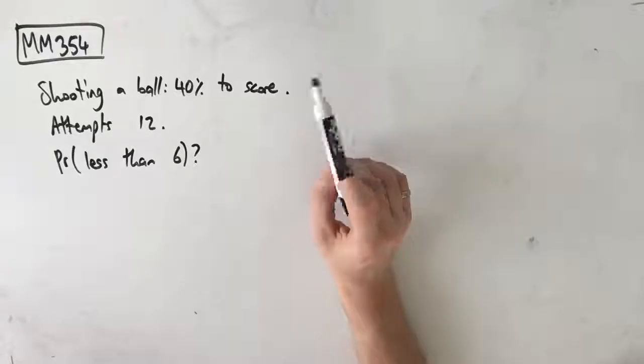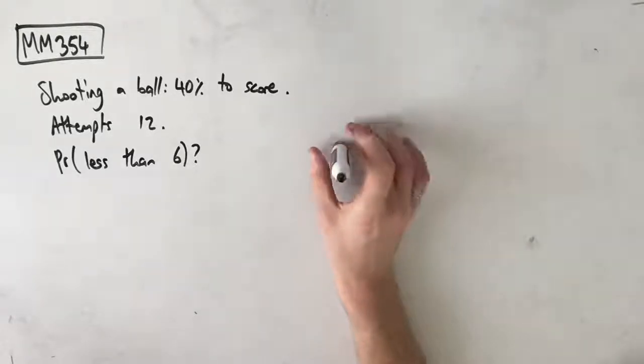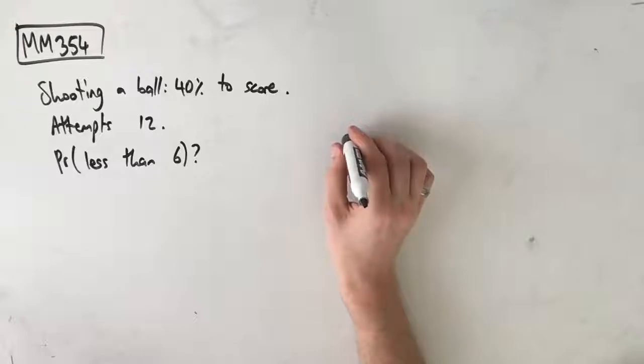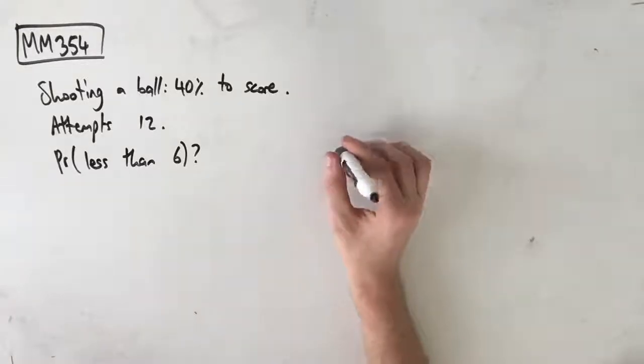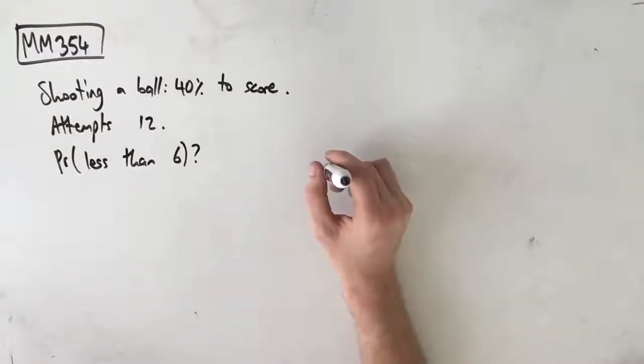So in this question we've got Braden, who's practicing his shooting at the basketball courts. Now statistically he has a 40% chance to score any given shot. If he attempts 12 shots, the probability that he scores less than 6 shots is.